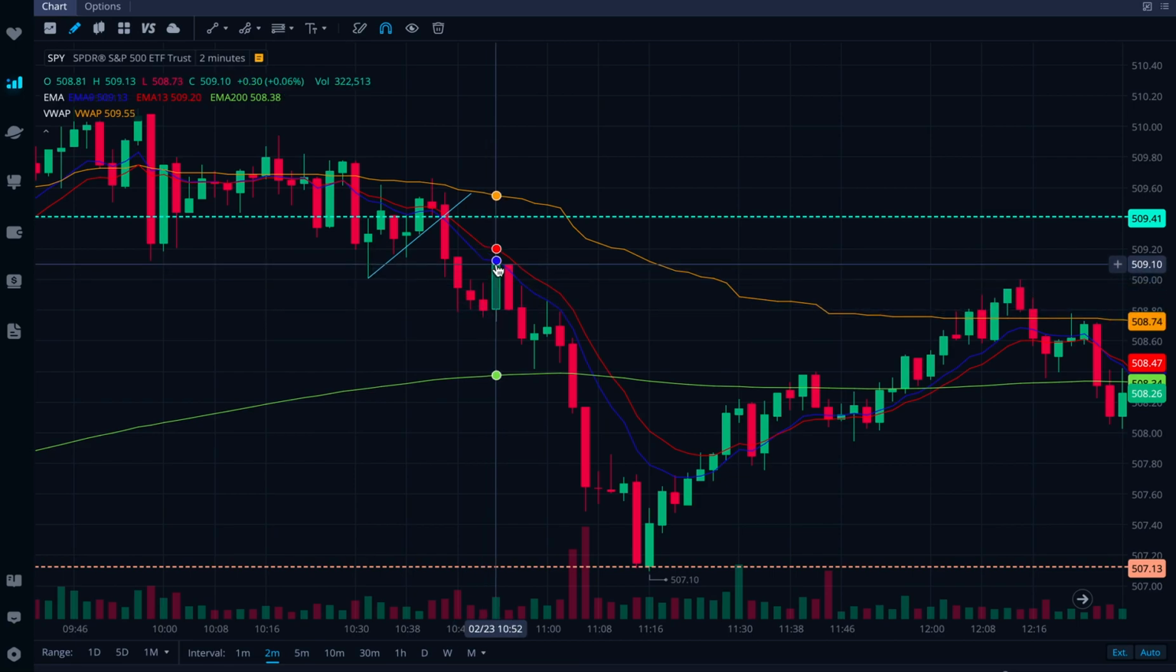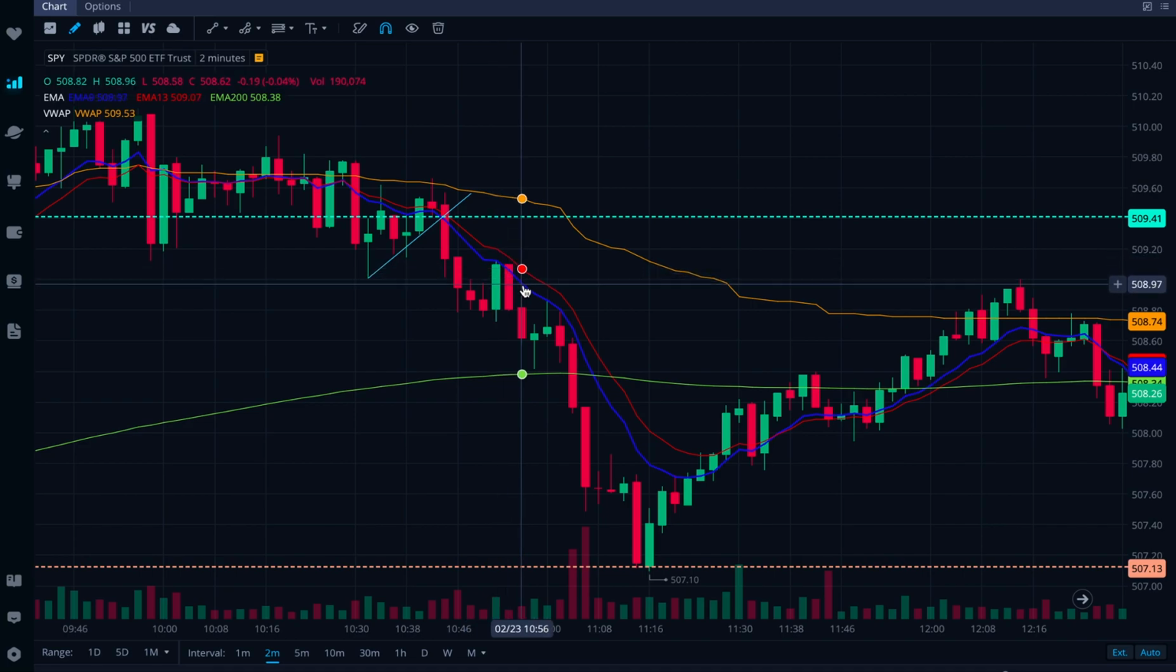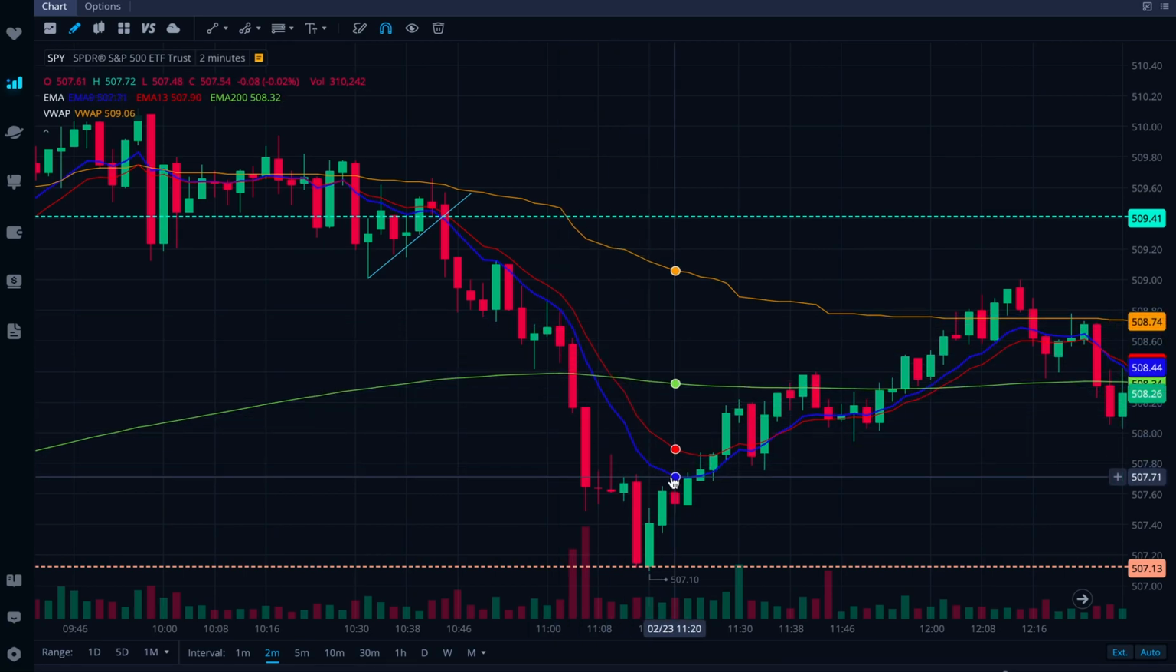But since we had our EMAs on, we were able to say, hey, we're holding them. I'm comfortable staying in this until it breaks. If this candle closed above this 13 EMA, the trade's invalidated and you need to get out. But since we're holding both, you can remain fairly confident that the play is going to continue to go your way, in which case it did.